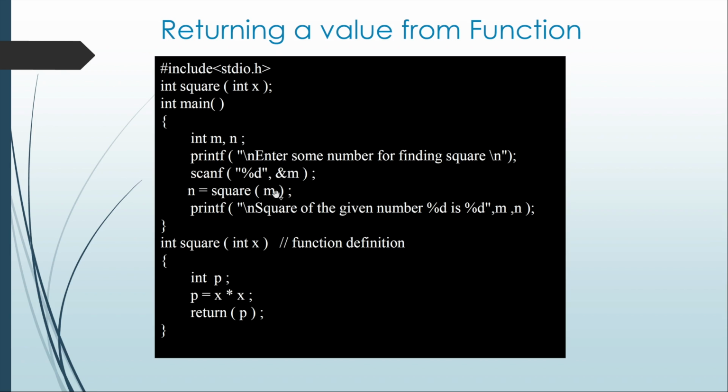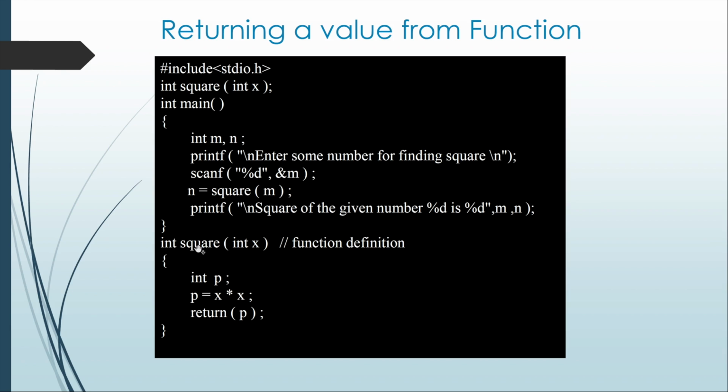n is equal to square of m. So far we called the function without a variable, but here I'm using a variable, n is equal to square of m. Okay, then printf square of given number, and whatever values I have, I'm printing. So here what is going to happen, n is equal to square of m. This function will be called here, this is the function call.